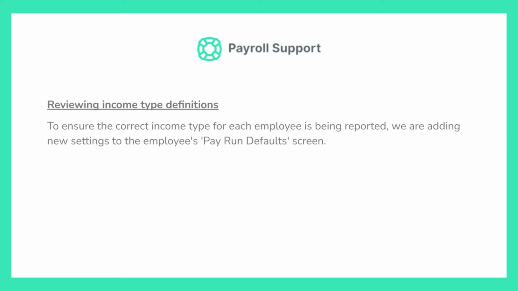Reviewing income type definitions. To ensure the correct income type for each employee is being reported, we are adding new settings to the employee's pay run defaults screen. When these new settings are made available, users will be able to commence updating an employee's record as required. We will discuss the new income types in more detail later in the video.